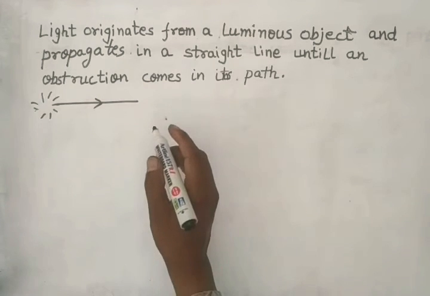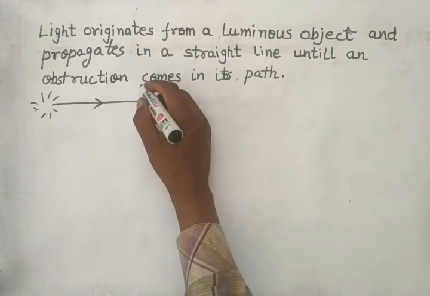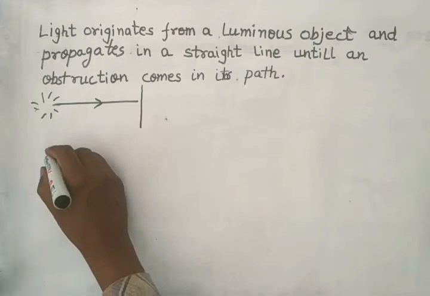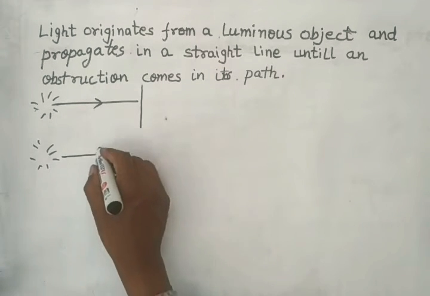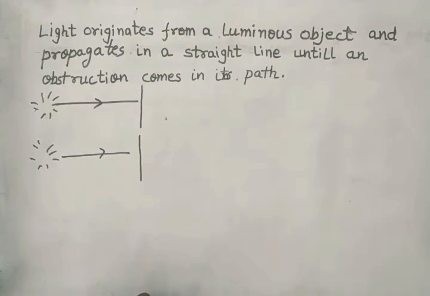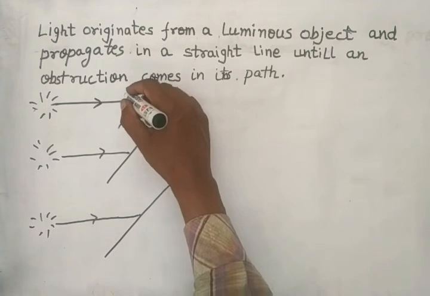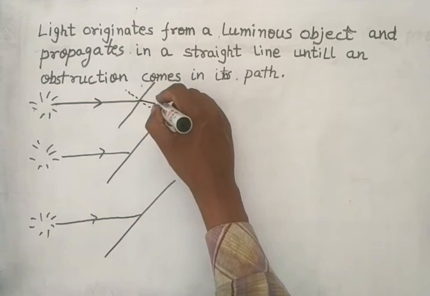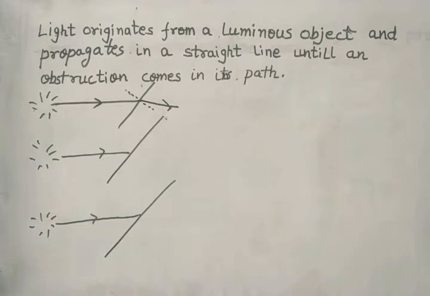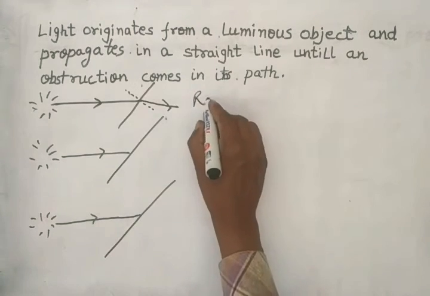So now there is an obstruction. Again, another example, another obstruction. It will be better if I make the light incident at an angle. So three things can happen. First, it can transmit into that medium. We can say if it is transparent, light can travel through it. Translucent, light can partially pass through it. So light can pass through it. That is called refraction.